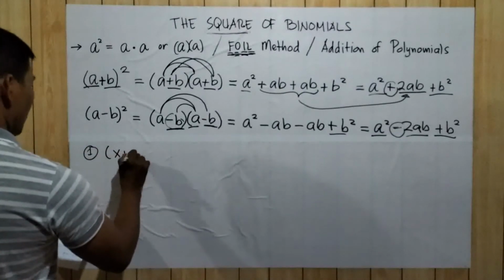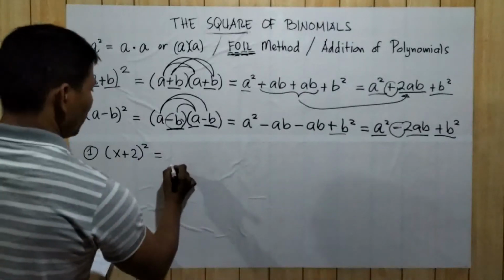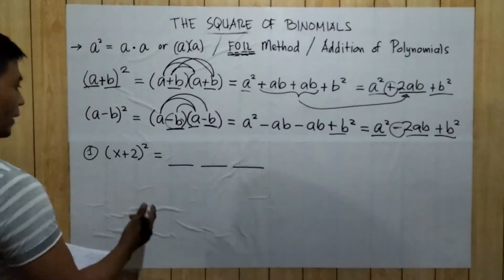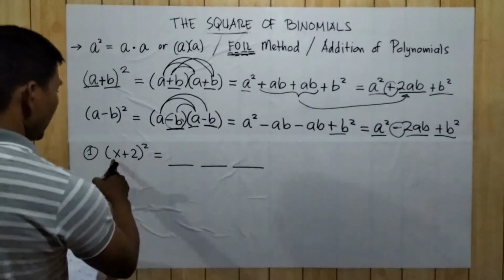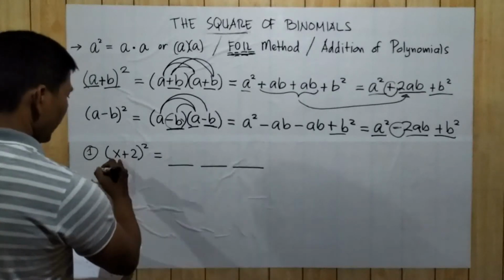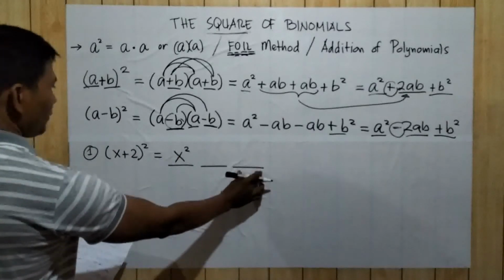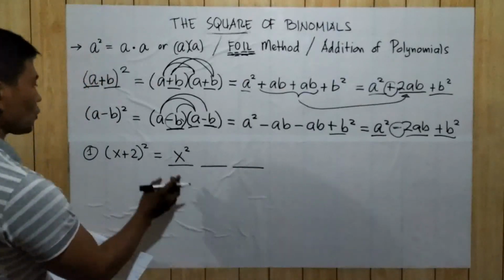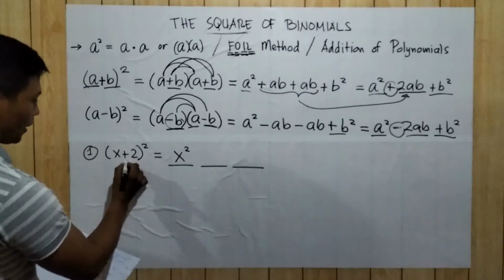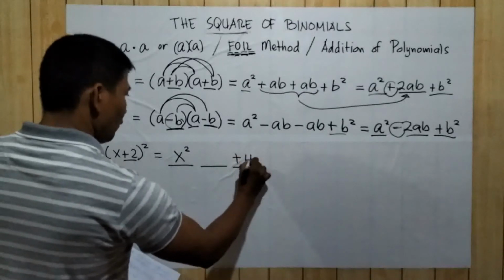(X plus 2) squared. So, paano? Meron po tayong trinomial. Okay? Wherein, yung first term is the square of the first term of our binomial. So, x squared. Yung last term or third term ng ating trinomial na product is the square of the last term or second term of our binomial, which is positive 2 squared is positive 4.